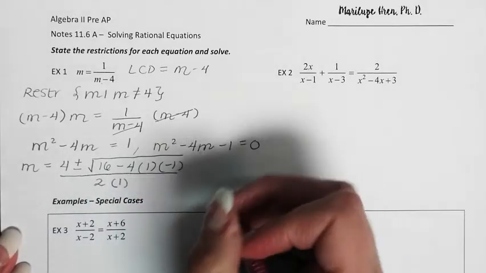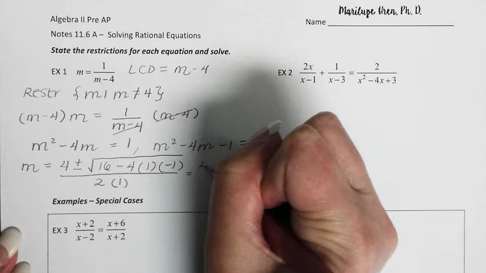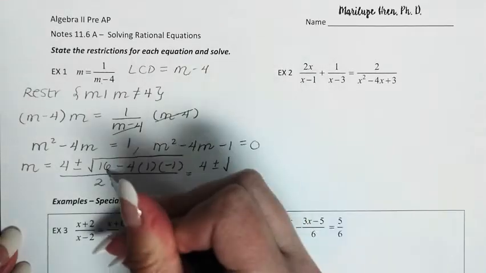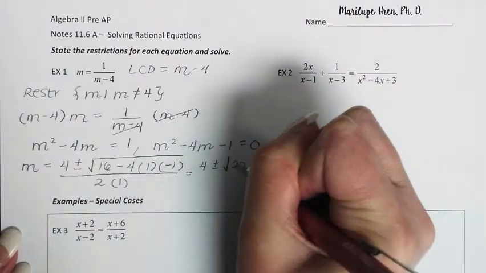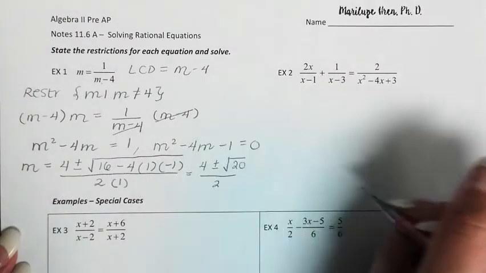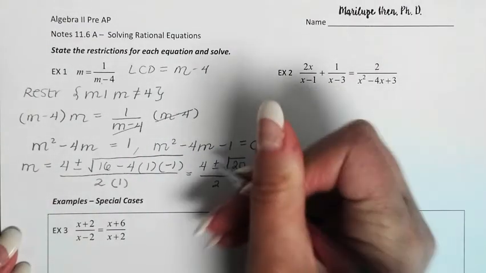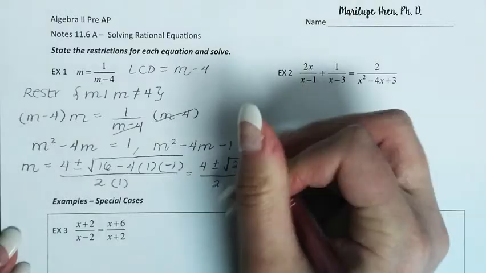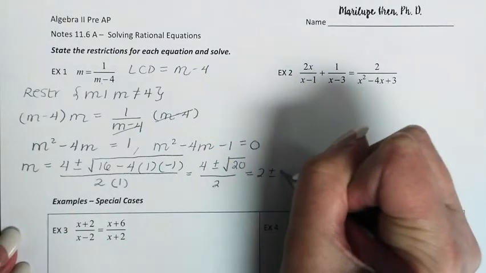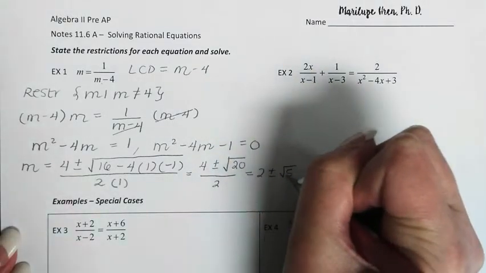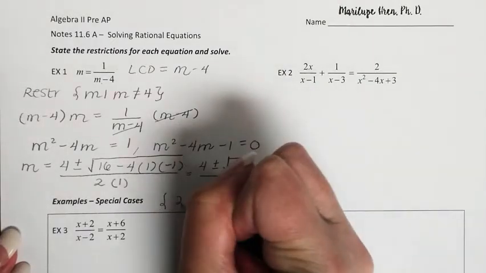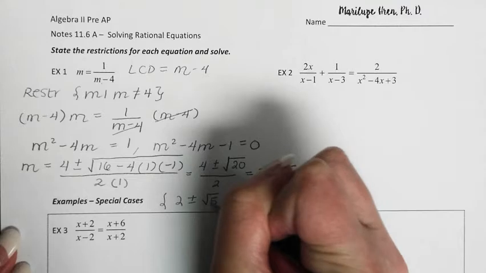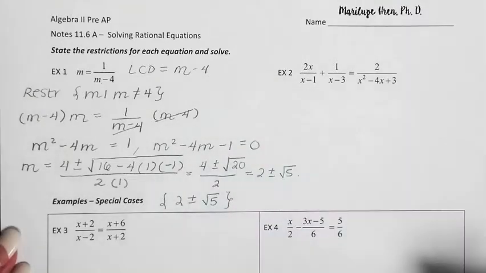Having this, m is going to be equal to 4 plus minus the square root of 16 plus 4, which is 20, and this is divided by 2. So this is going to be equal to 2 plus minus the square root of 5, right? So I'm just going to put here my two solutions, and that's your solution.